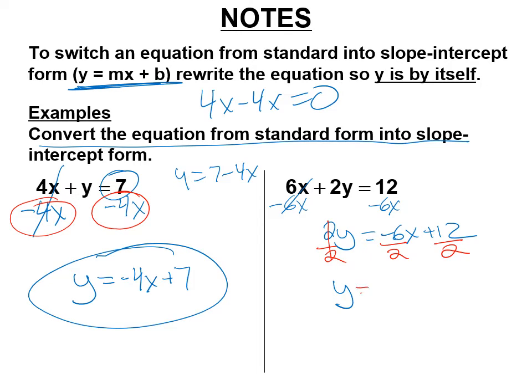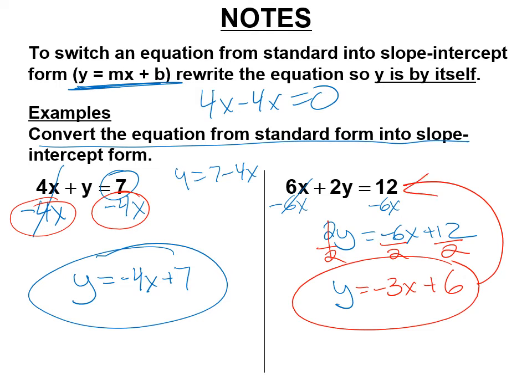So this is y equals, negative 6 divided by 2 is negative 3, and 12 divided by 2 is positive 6. That is the line in slope-intercept form. Those are the same line. They have the exact same graph, all right? So just as always, we're going to do our adding and subtracting first, our multiplying and dividing later. And the reason you always do that is to avoid fractions, truthfully.